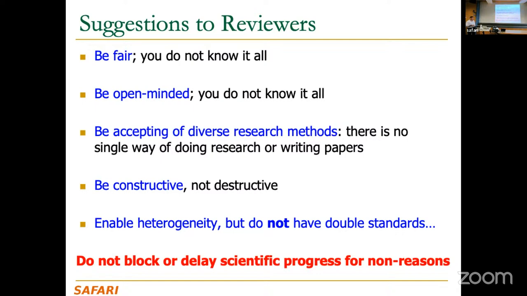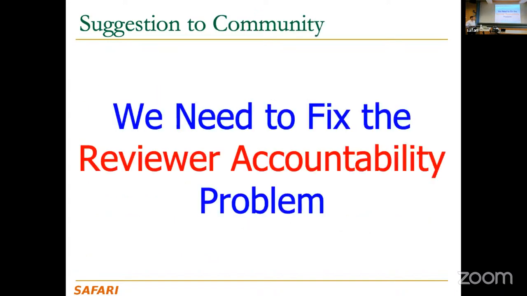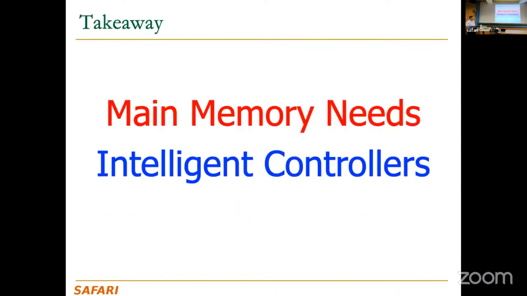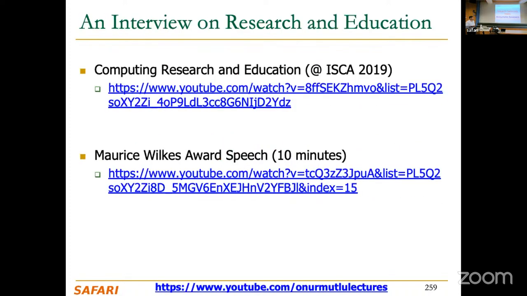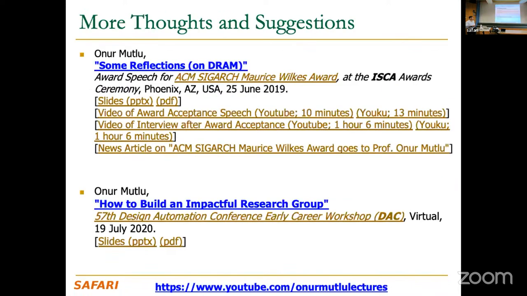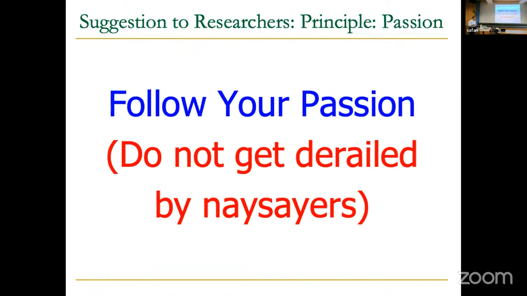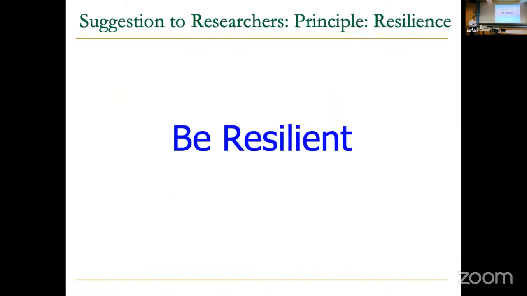And this is what happens when you don't follow those and you have a closed mind: in the end you're blocking scientific progress from happening as soon as it should. And this is a problem in research. We should make reviewers accountable, and the research community also needs to be accountable. You can find several lectures of Onur on how to do research in an impactful way. And I guess the most important slide, if you ever want to do research, is that you need to be quite resilient, because every single process is a pain.